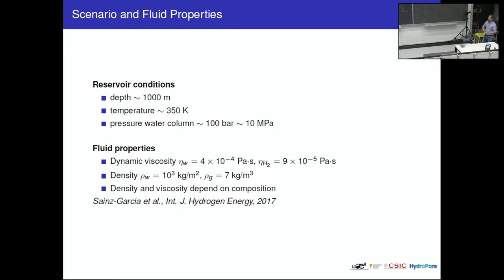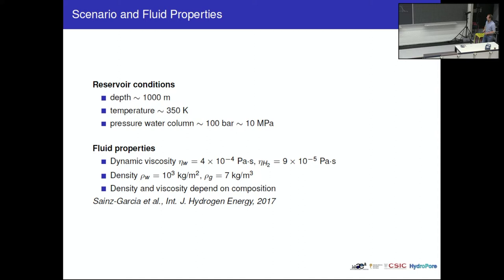At 1,000 meters, the dynamic viscosity of water is 4 × 10⁻⁴ Pascal seconds, and that of hydrogen under these conditions is about 10⁻⁴, so there is a contrast of about 4 or 5, which favors viscous fingering. Density contrast is also significant. But as Rainer explained before, all these quantities depend on the composition. But this is a rough orientation to know what we are talking about.